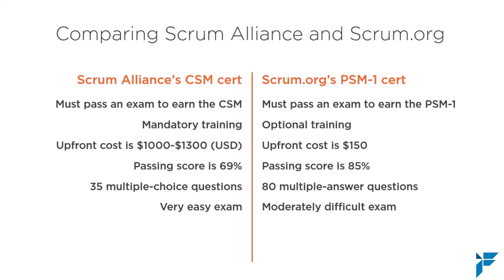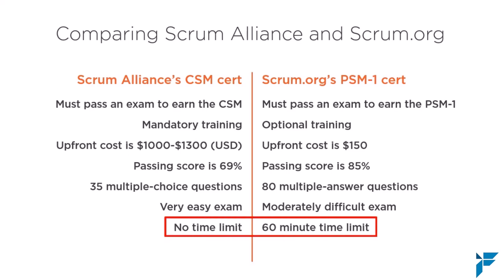There are more differences between the CSM and PSM exam. The CSM exam has no time limit, so you can Google questions you don't know the answer to and never worry about running out of time. Conversely, the PSM exam is time-boxed to 60 minutes. Yes, both exams are open book, open note, but with the PSM exam, you have 60 minutes to answer 80 questions and get a score that is at least 85%. If you don't know your stuff, you don't have enough time to Google more than a couple of questions. You've got to know Scrum's fundamentals well to successfully pass the PSM exam.